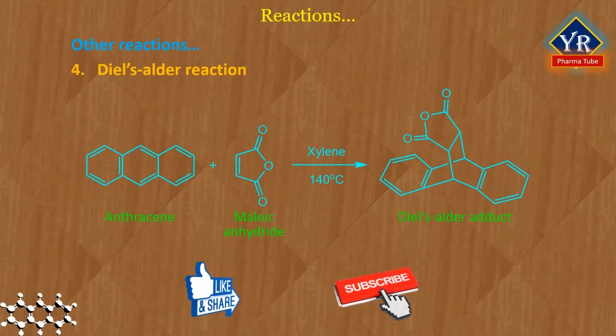The dienic character of the central ring is illustrated by the reaction of anthracene with dienophiles in Diels-Alder reactions. For example, maleic anhydride, which is a dienophile, reacts readily with anthracene, that is a diene, at 140 degrees centigrade to generate a benzene that leads to the formation of triptycene, which is a Diels-Alder adduct.